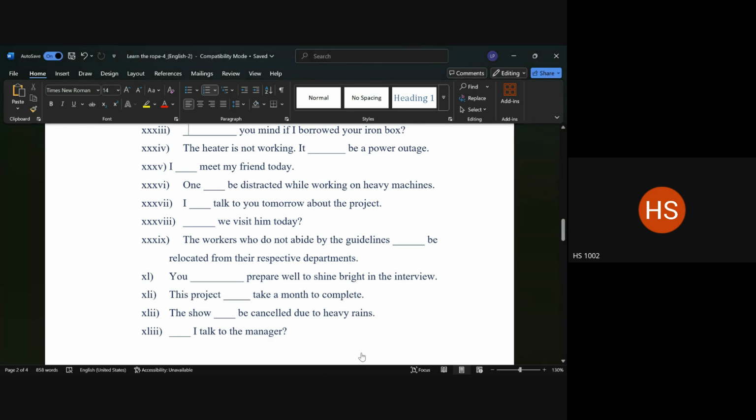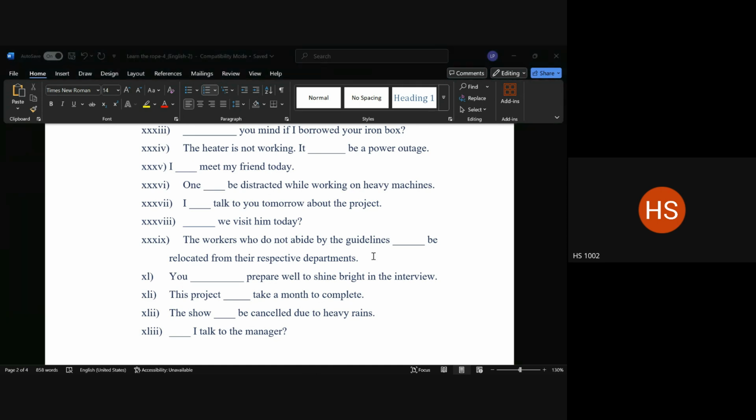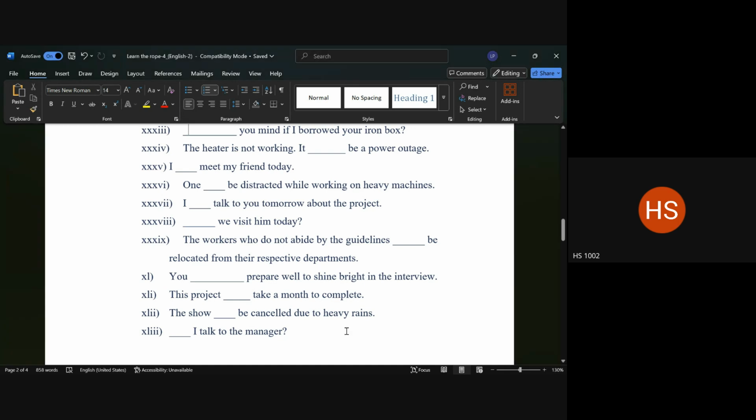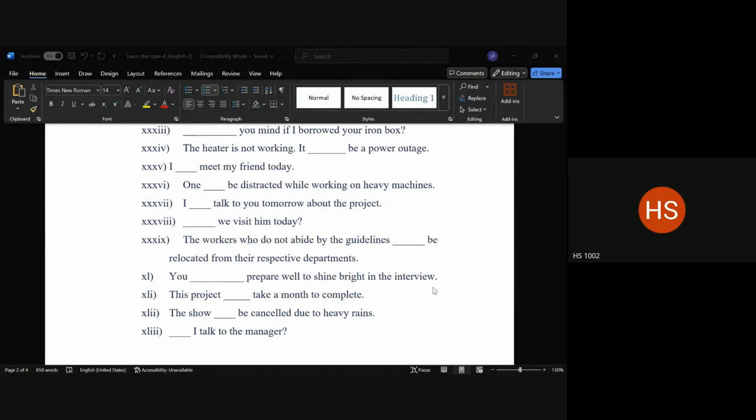Next one is one dash be distracted while working on heavy machines. Must not be, or mustn't be. Can't be. One can't be. You could also say ought not be. One shouldn't be. Right. All of these are possible options. Then I dash talk to you tomorrow about the project. Will, yes, will. Any other options?